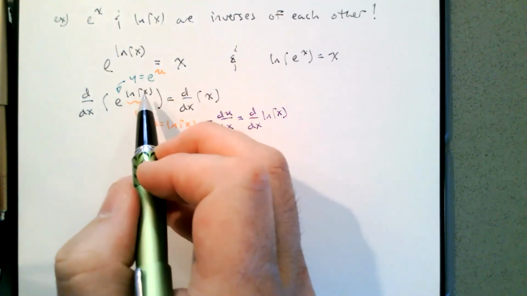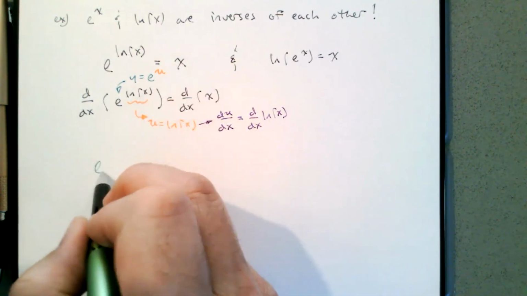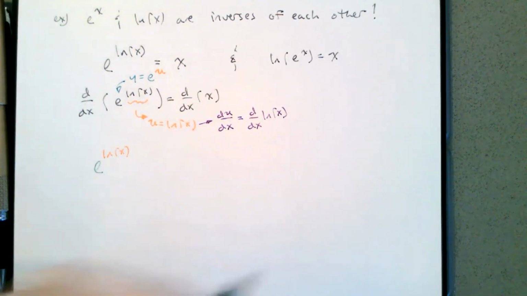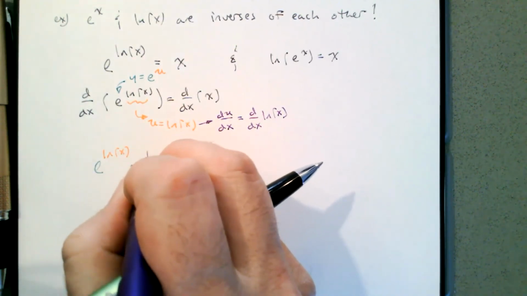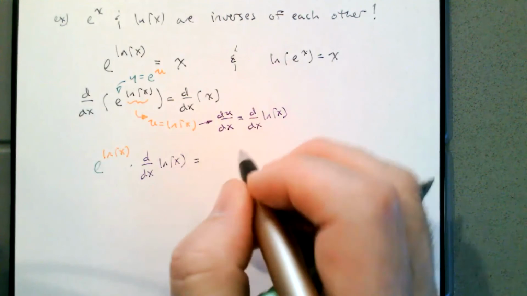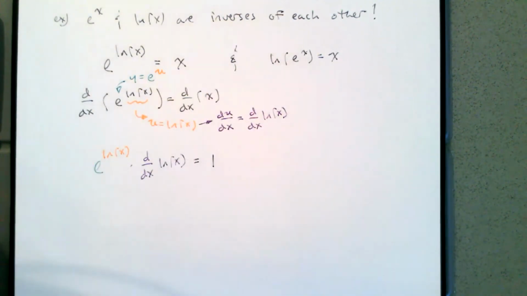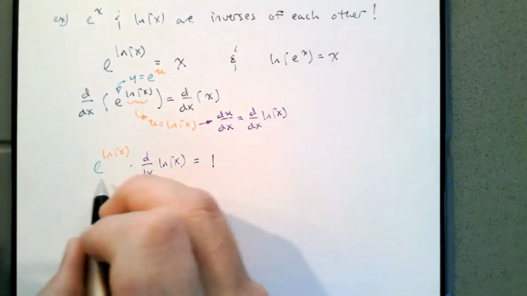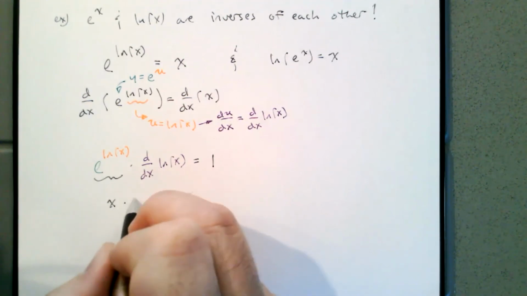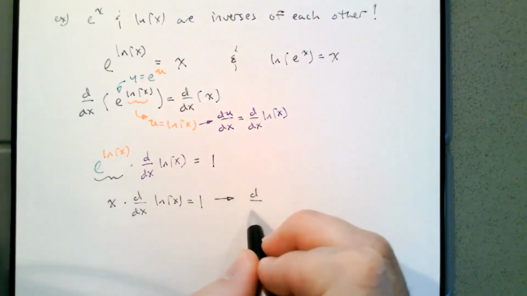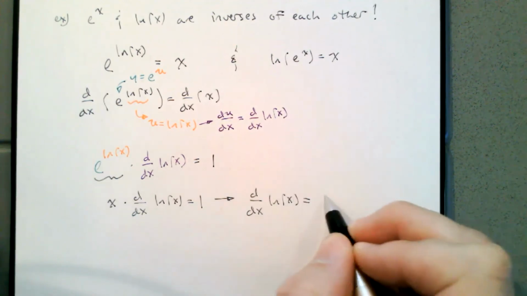So the derivative of e to the natural log of x is e to the natural log of x times the derivative of natural log of x, which we're pretending we don't know. And this should equal the derivative of x, which is 1. Now, e to the natural log of x is still equal to x. So x times the derivative of natural log of x is equal to 1. And so that's where we get the derivative of natural log of x is 1 over x.